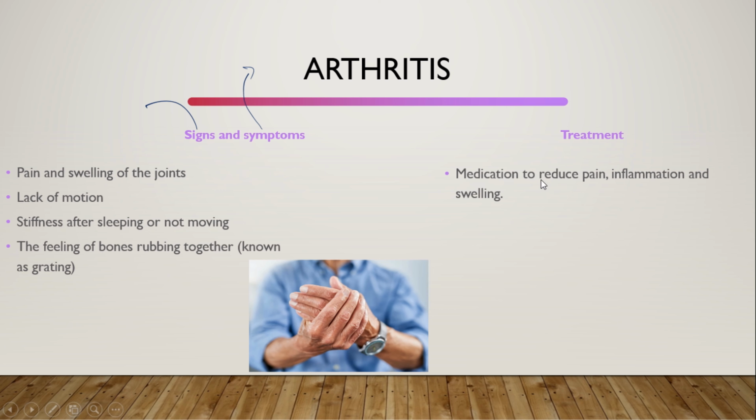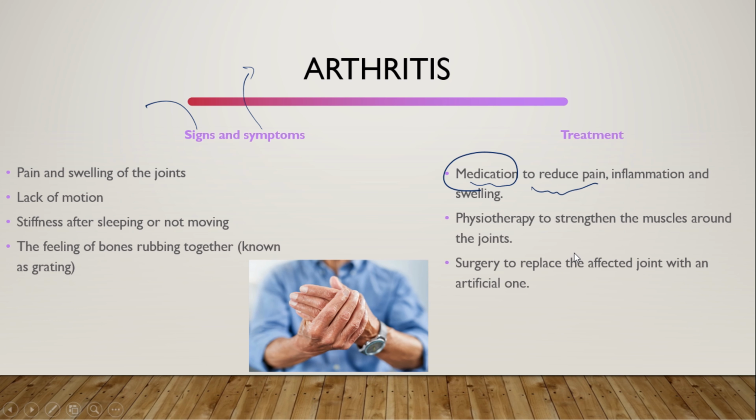Treatment: medication. I take medicine. Why? To reduce pain, inflammation and swelling. Physiotherapy, which is physical therapy. Why? To strengthen the muscles around the joint, to tone the muscles. Okay. Surgery is also possible. Why surgery? To replace the affected joint with an artificial one.